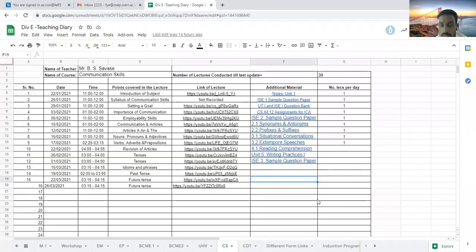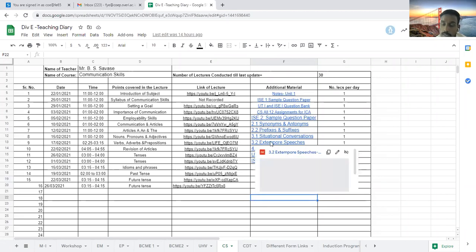Then let's go to the next, 3.2. And 3.2 is extemporaneous speeches. We'll discuss what extempore speeches are here.